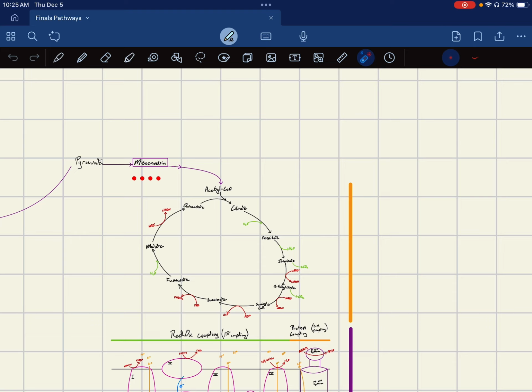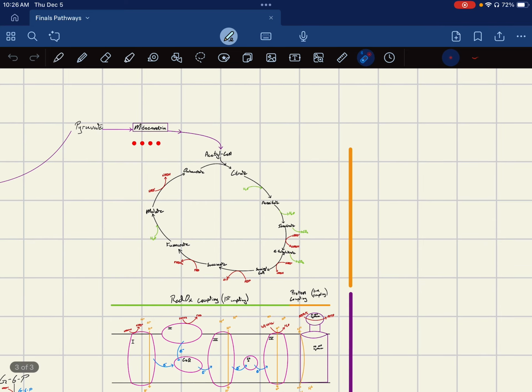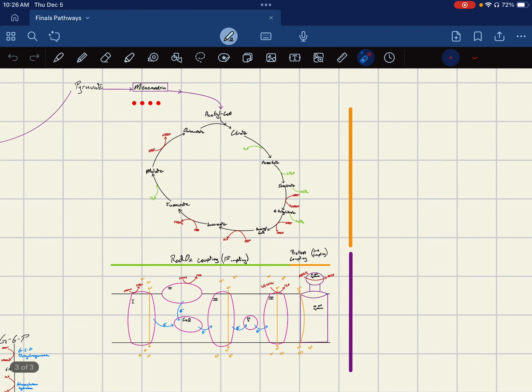This cycle can also act as a source of intermediates like alpha-ketoglutarate and oxaloacetate, as these are both crucial when we start talking about amino acid synthesis. So, talking about those proteins.